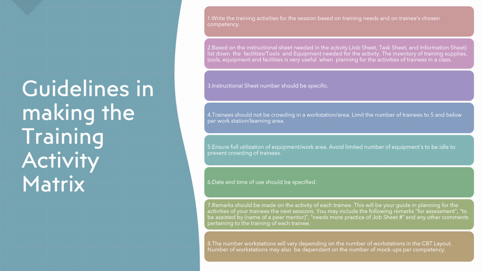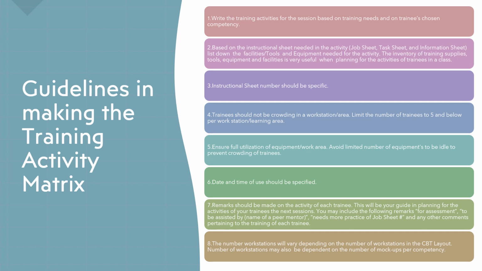You may include the following remarks for assessment: to be assisted by name of a peer mentor, needs more practice. So these are some of the remarks that you can incorporate in your training activity matrix, especially if the trainee doesn't perform well or he or she doesn't perform the necessary skills to be exhibited for this particular learning outcome. Okay, and any other comments pertaining to the training of each trainee.